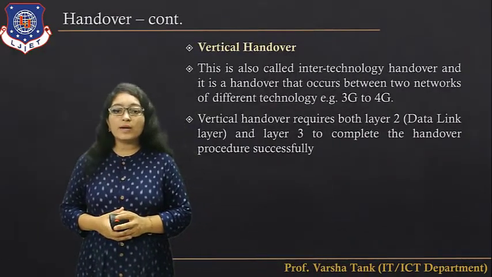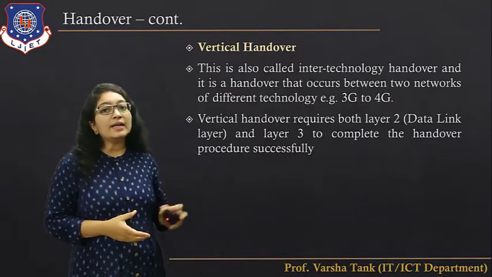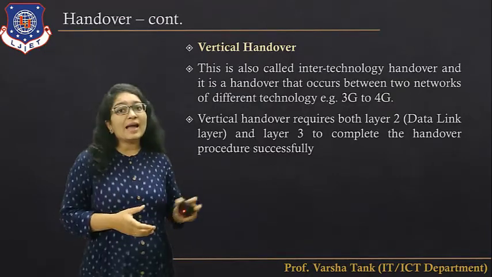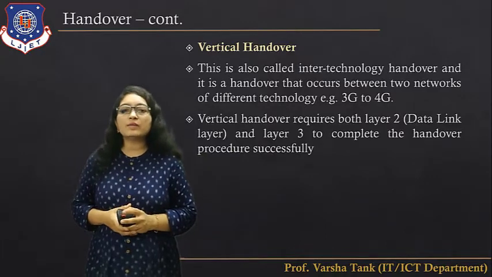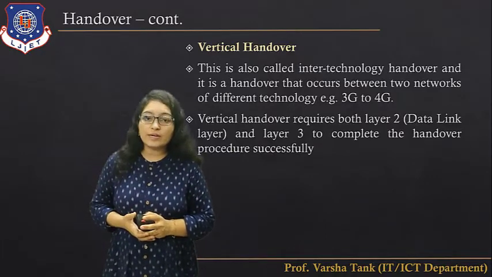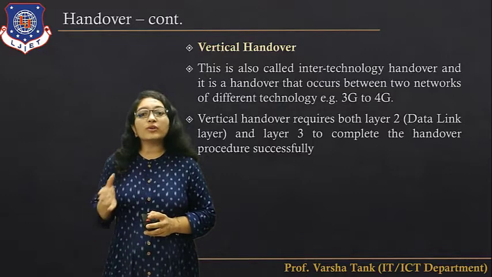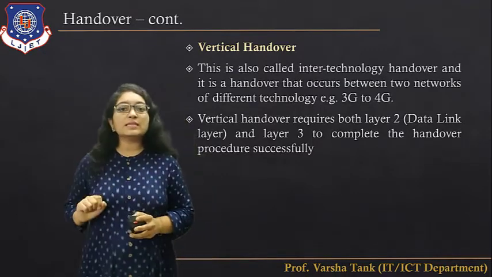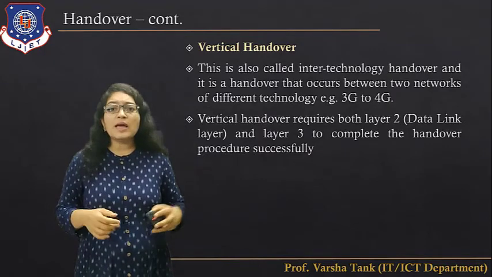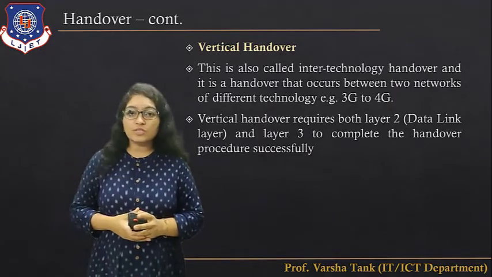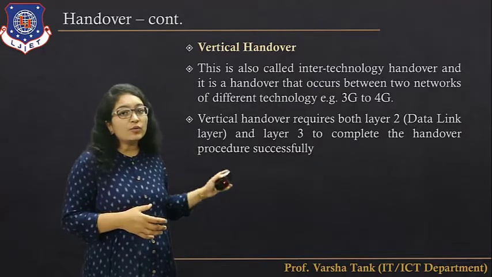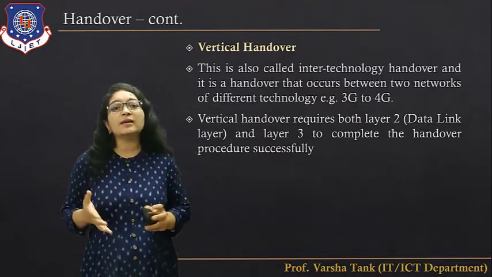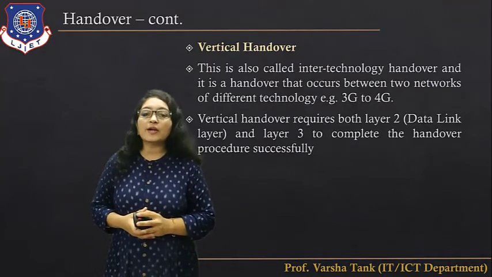Then next one is the vertical handover. Vertical handover is also called inter-technology handover, and it occurs between two networks of different technology, for example from 3G to 4G. One device is using 3G technology and the other is using 4G technology. Vertical handover requires both the data link layer and layer 3 to complete the handover procedure successfully.